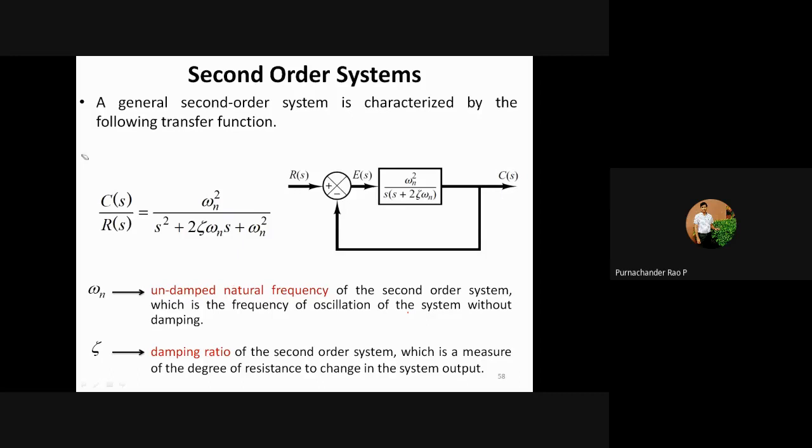So all of you just remember this. This is a very, very important function characteristic of your second order system, which is given by omega n square by s square plus 2 zeta omega n into s plus omega n square.